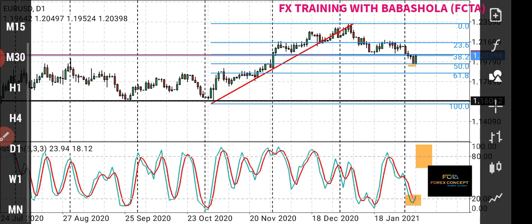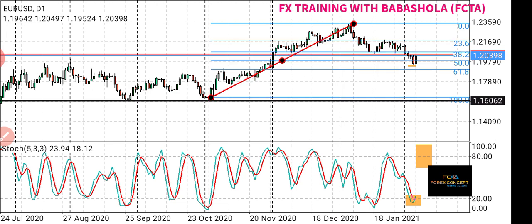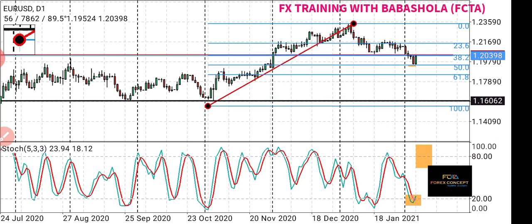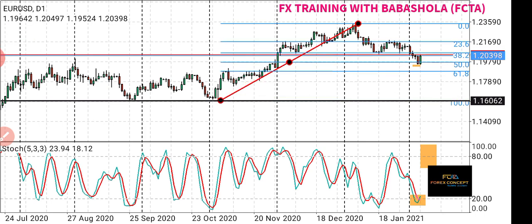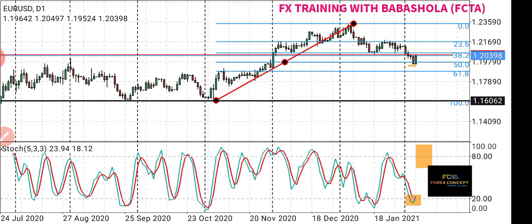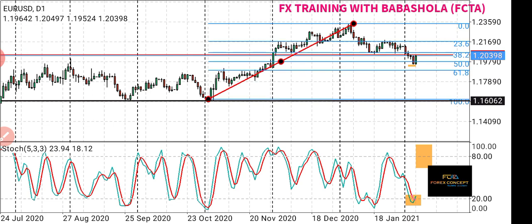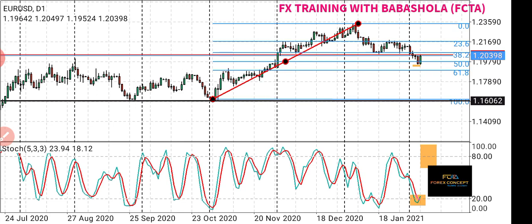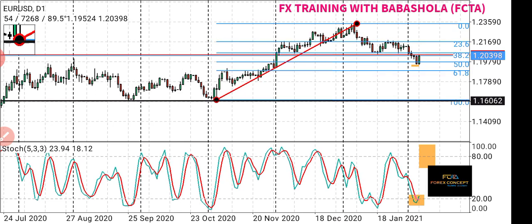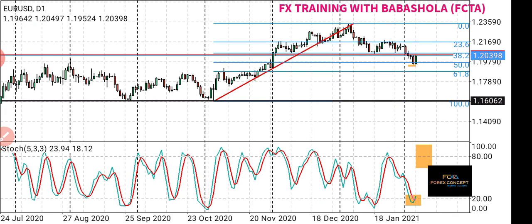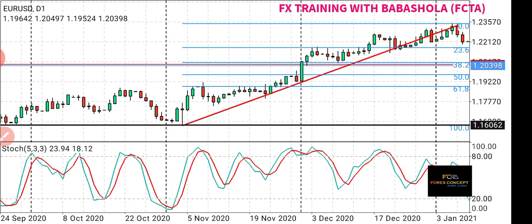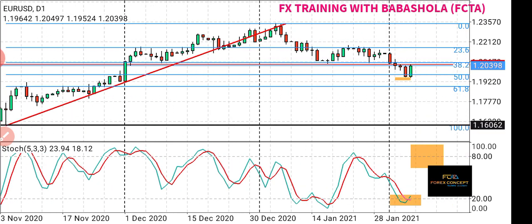Okay, so what do we do? We place the Fibonacci retracement from the low to the high, and then this is what we see. We see the Fibonacci retracement levels.